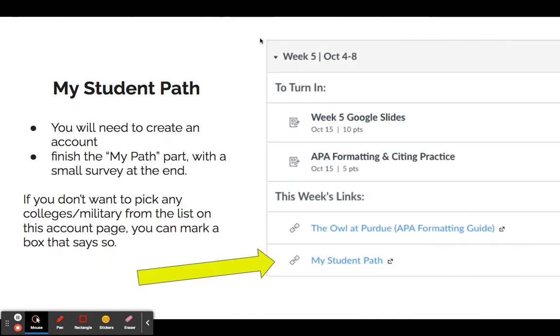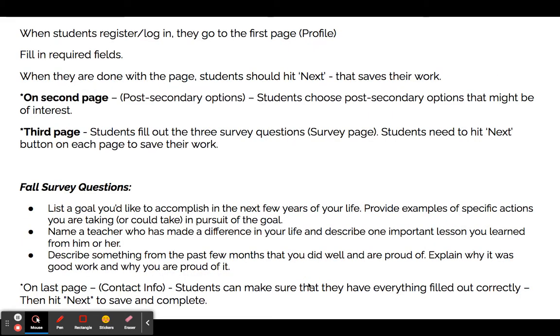Okay, so this is also something for my 5th and 6th period class only. 4th period, you already did this. So you are going to go to this website called My Student Path, and you have to take a survey. It should ask you for a few things. You're going to create an account using your school email, and then it'll ask you these fall survey questions.